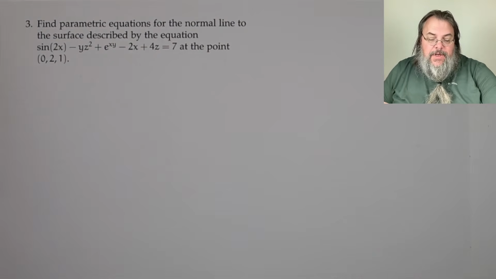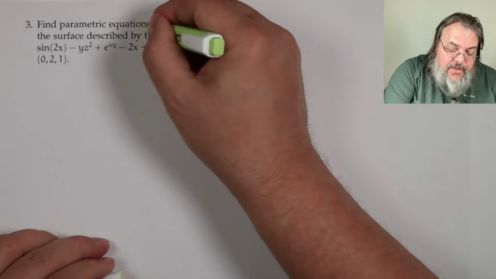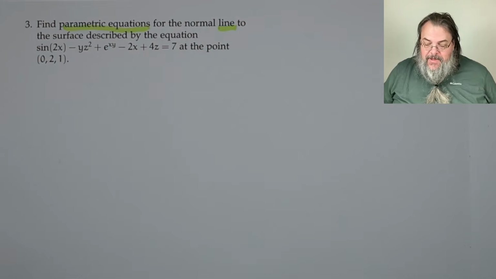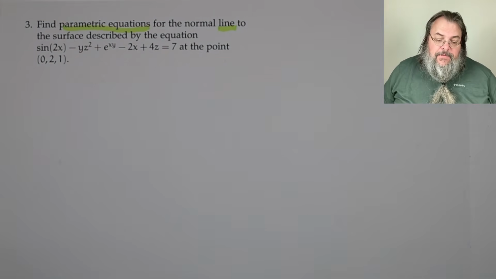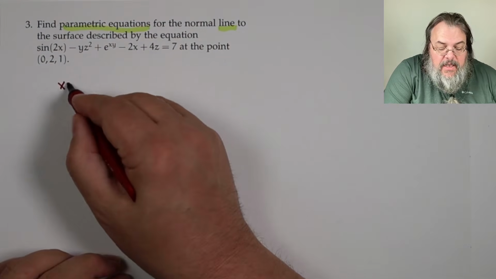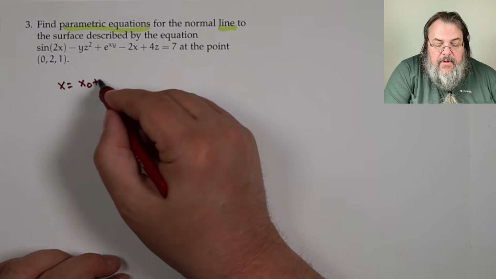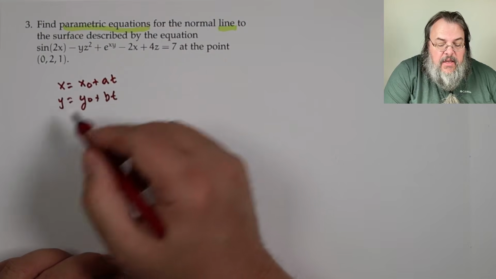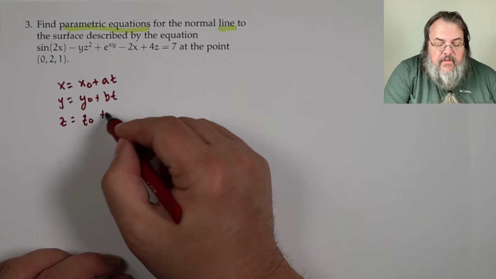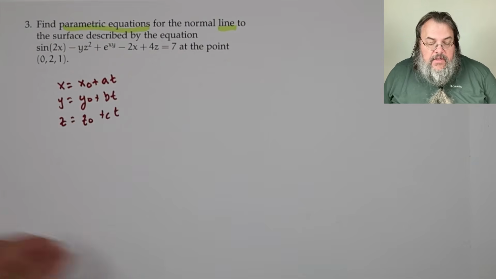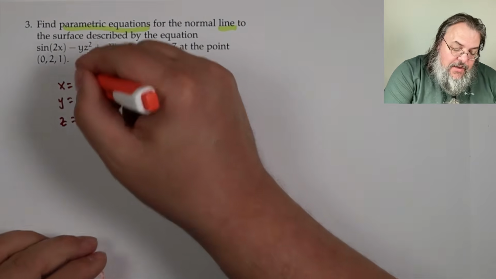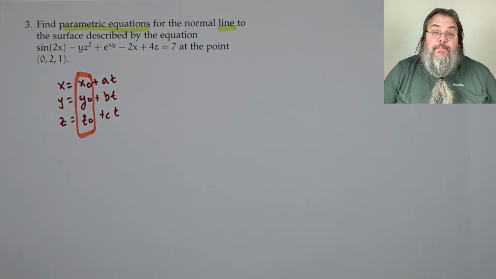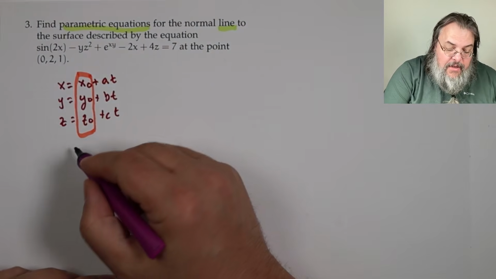All right, so we're looking for parametric equations for a line. Let's remind ourselves, what does that mean? Well, that means that in particular we're looking for the following, namely x equals x naught plus at, y equals y naught plus bt, and z equals z naught plus ct. And these are not just random numbers, they were chosen. This part right here, this x naught, y naught, z naught, corresponds to a point. So this is a point on the line.